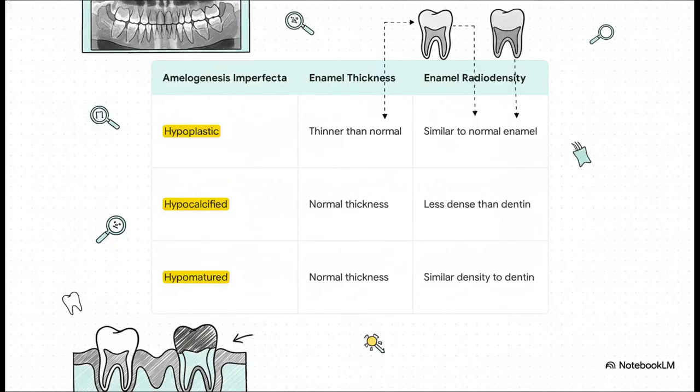All right, pay attention here, because this is a huge topic for your board exams. Amelogenesis imperfecta. It's a genetic defect in enamel formation. And this isn't just academic stuff. It really impacts patients. So this table is your cheat sheet. For the hypoplastic type, the enamel is just too thin, but its density is normal. For the hypocalcified and hypomatured types, the thickness is normal, but the quality of the enamel is terrible. It's not dense enough, so it looks dark or radiolucent on the X-ray.